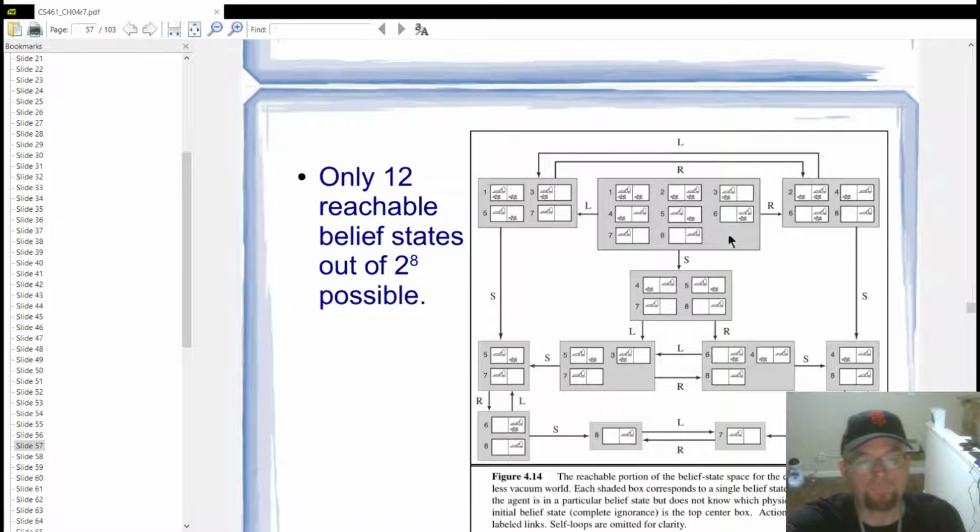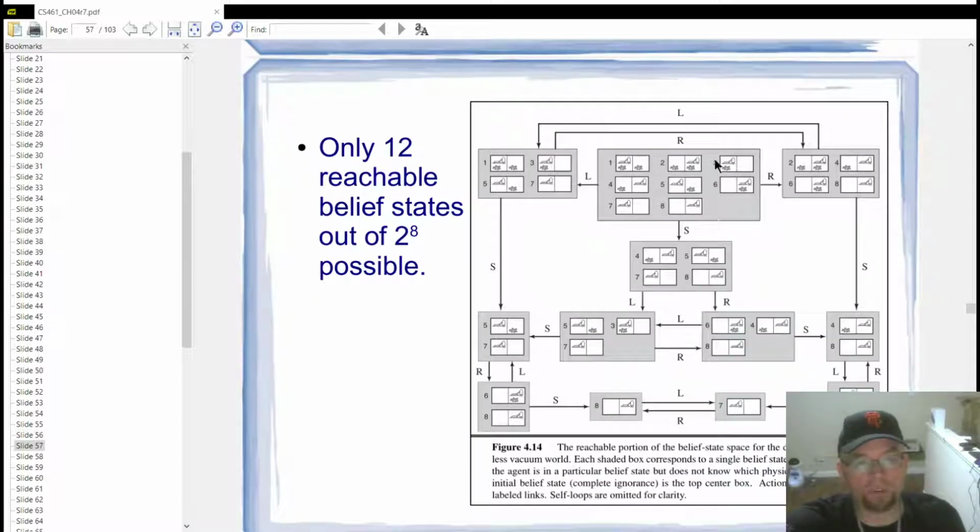So figure 4.14. Check out this big box right here. This entire thing represents a complete belief state space. But this is one of the belief states in the belief state space. So this right here is where we're starting out from. The agent starts off. You just powered it on. You hit the power button on the vacuum cleaner.